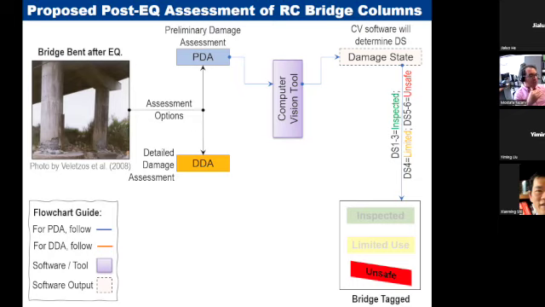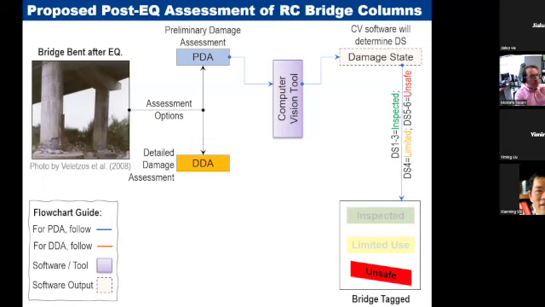If it's from 1 to 3, it means the green tag is good to go. The bridge can be open to everyone. If it's damage state 4, only first responders or light traffic can use it. And if it's damage state 5 to 6, it's not safe, you have to close the bridge to everyone. So you just need to upload the picture. The software does the rest for you.